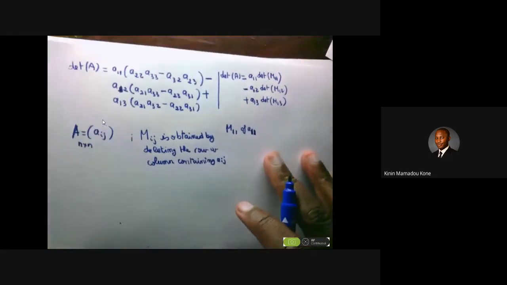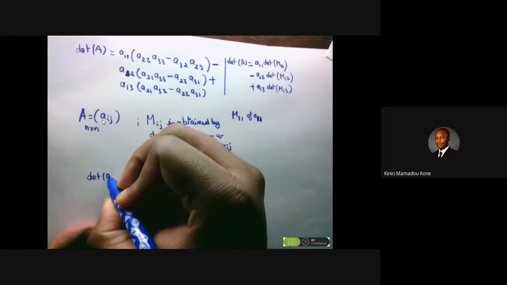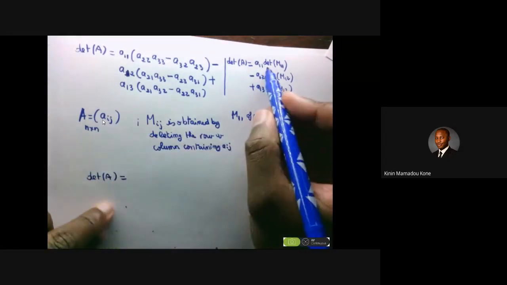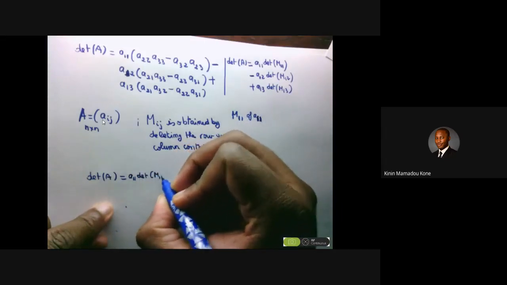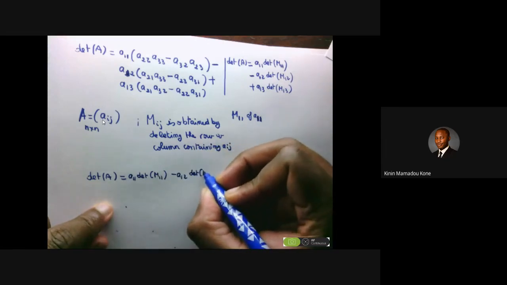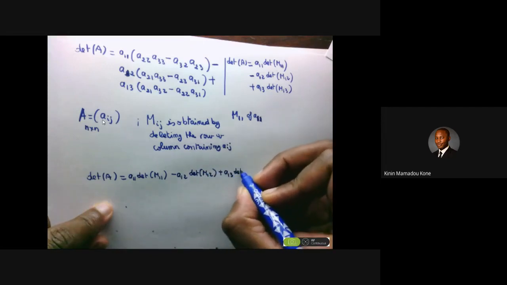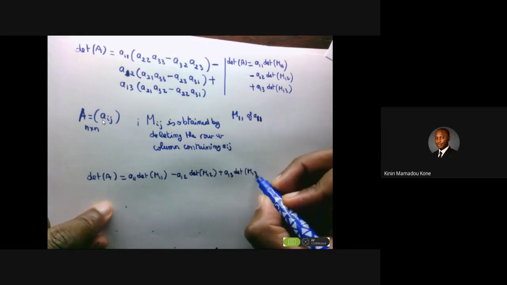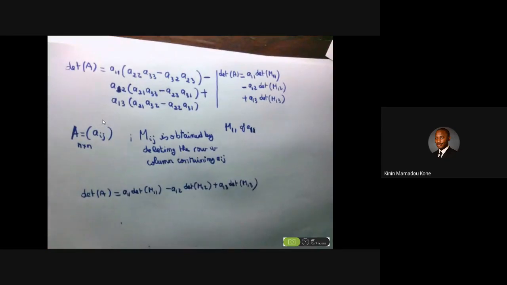So in other words, the value that needs not be equal to 0 for the 3 by 3 matrix to exist has the following pattern. The determinant of A is equal to A11 times the determinant of M11 minus A12 times the determinant of M12 plus A13 times the determinant of M13. Okay, now we can further generalize.